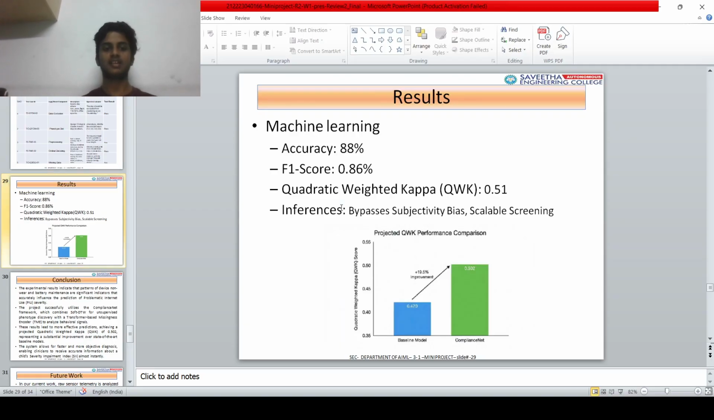The system achieved 88% accuracy with an F1 score of 0.86 and a quadratic weighted kappa score of 0.51. These results outperform the traditional methods. Severe PIU prediction is significantly improved.